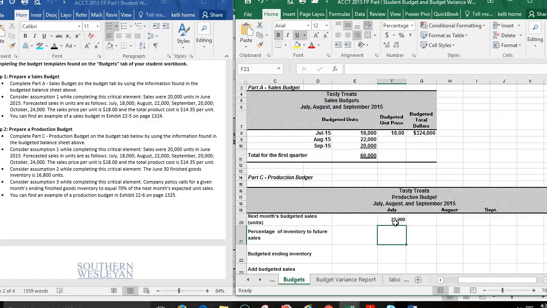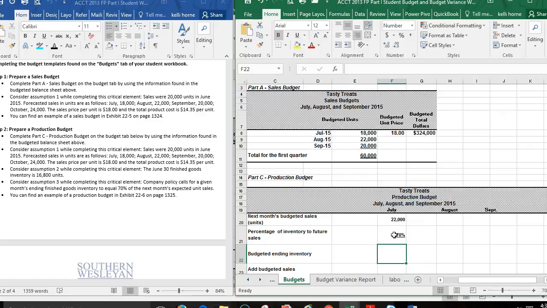Now it asks for the percentage of inventory to future sales. Well, we read in Assumption 3 that the company policy calls for a given month's ending finished goods inventory to equal 70% of the next month's expected unit sales. Remember, we're trying to calculate this third row, budgeted ending inventory. Company policy says that it has to be 70% of the next month's budgeted sales. So all we're going to do here is simply put in 70%. And we're going to let Excel do the work for us.